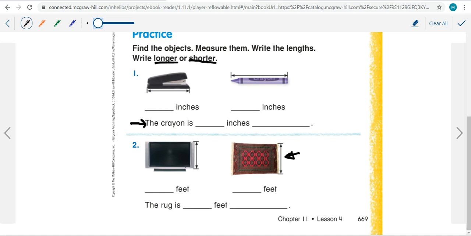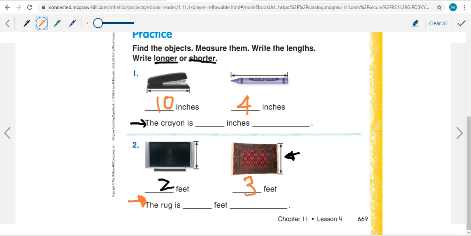This is a rug, and a rug is about 2 feet. A TV is about 2 feet also. You can write 3 in here, okay, to find the difference. Here, a stapler may be 10 inches and the crayon may be 4 inches. So you are going to subtract 10 minus 4 and then you have to write the difference. Okay, remember, longer or shorter, it depends on the question that they are asking.